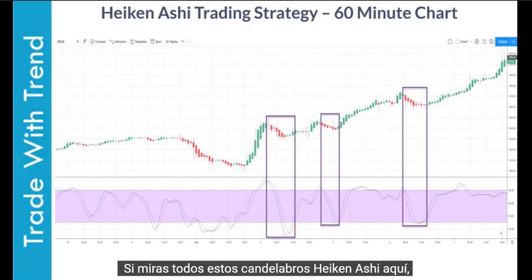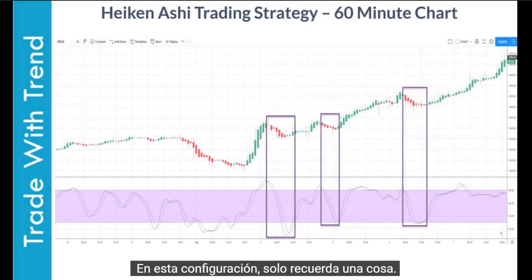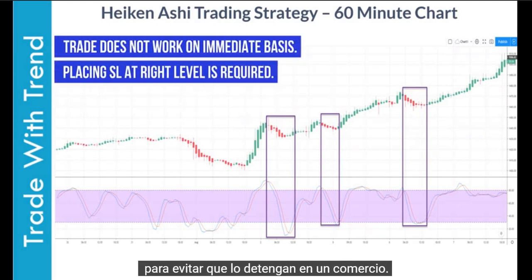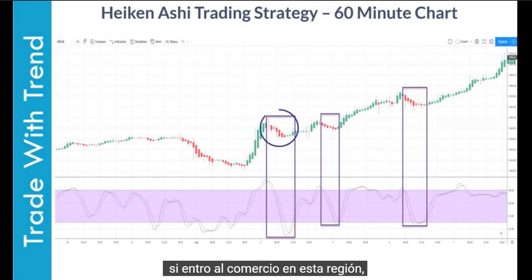So let us focus back on the chart. If you look at all these Icon SE candlesticks here, these are all narrow in range and represent less momentum on the downside. In this setup, just remember one thing. The moment you enter a trade, place the stop loss at major swing point level to avoid getting stopped out of a trade. For instance, in this chart that I am showing, if I enter the trade in this region, I would place a stop at this line that I have marked.